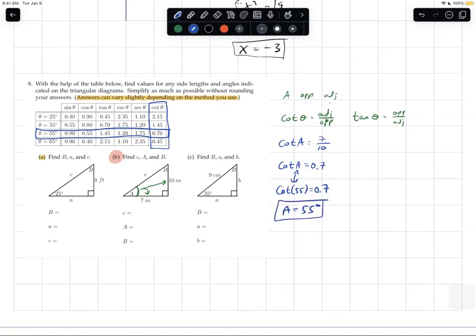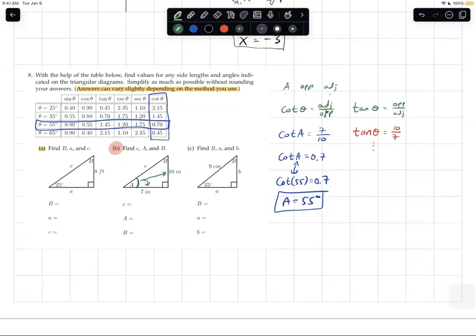I do just want to comment here. I'll write it in red because this is not really what I recommend. If you had used the tangent, then we would have done opposite over adjacent, and then it's a lot harder to tell what 10 over 7 is. You could do long division and do it that way. It's not impossible, it's just a little bit harder. I'll leave you to take a look at that if you want to. So we found A.